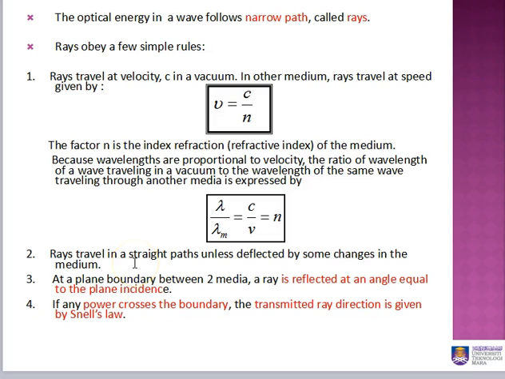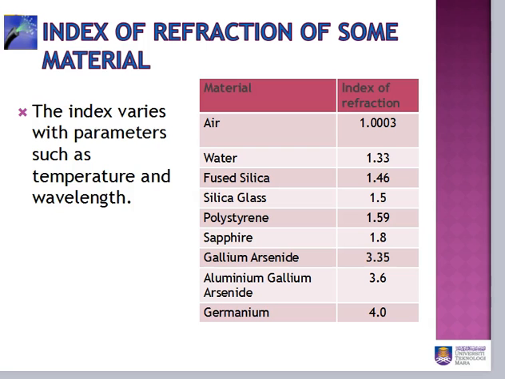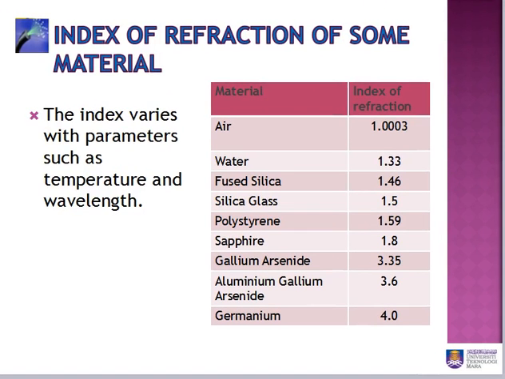Okay? So the rays normally obey rules in which they travel in a straight path unless deflected by some changes in the medium, for example, the refractive index of a medium. At a plane boundary between two media, a ray is reflected at an angle equal to the angle of incidence. If any power crosses the boundary, the transmitted ray direction is given by Snell's law. We'll look into Snell's law a bit later.